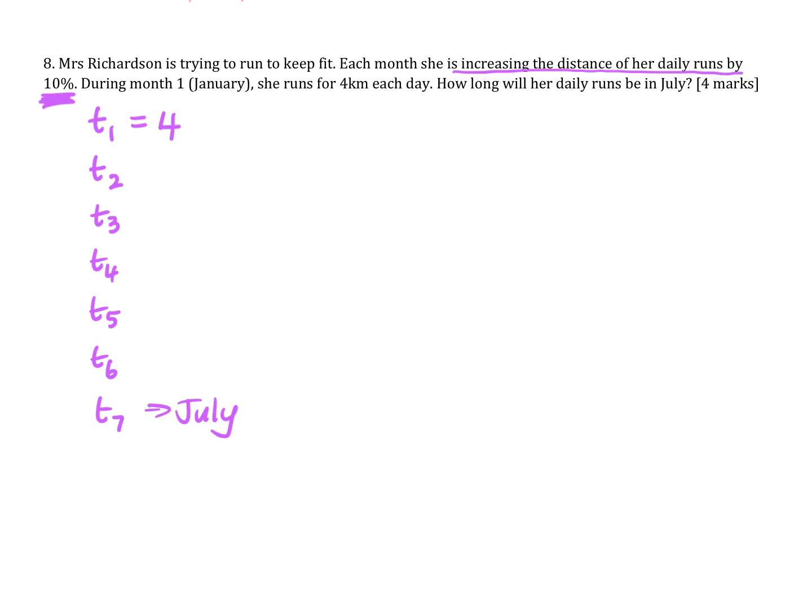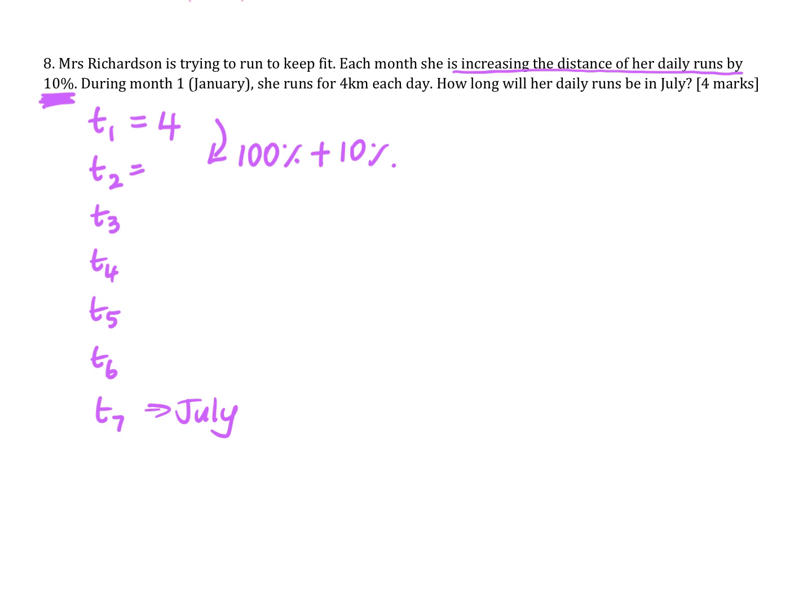Now, is this going to be arithmetic or geometric? This is where a lot of you went wrong for this. We're increasing each month by 10% of what the previous month was. So, runs in February are going to be the same as January plus an extra 10% of January. I say they're going to be 100% of January plus an extra 10% of January.